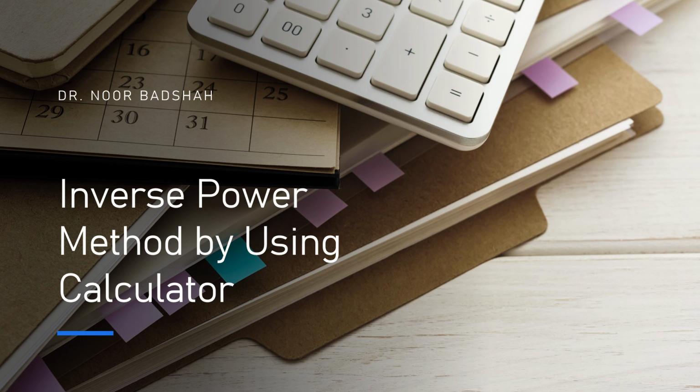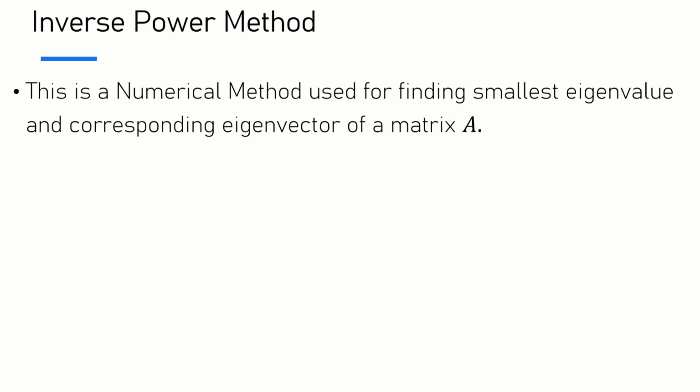Today this video is about the inverse power method by using a calculator. How do we do that? The inverse power method is usually used for finding the smallest eigenvalue of a matrix, and we can find the corresponding eigenvector as well, the smallest eigenvalue and corresponding eigenvector.